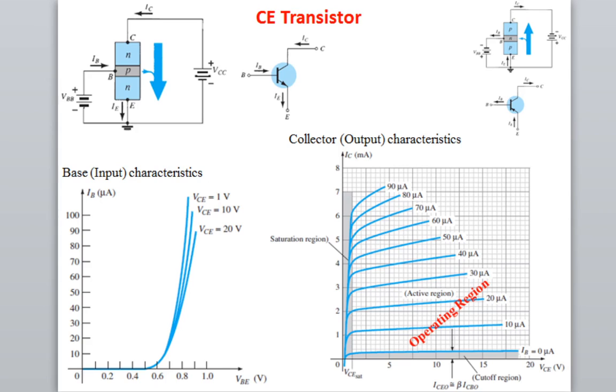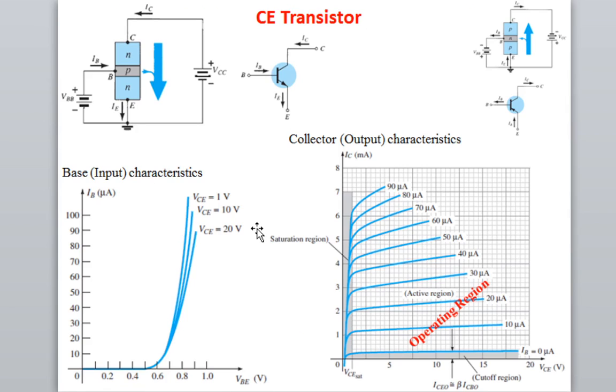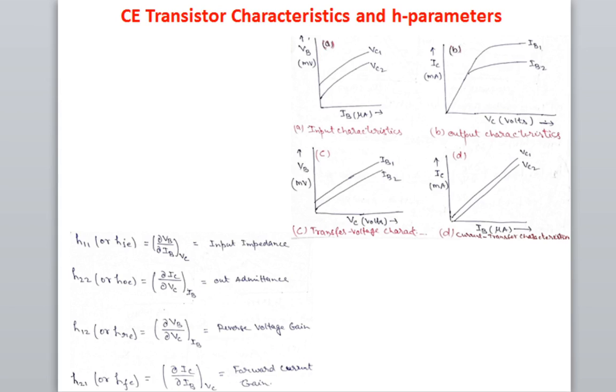Okay, so these are some input and output characteristics. Let's discuss in some more detail the common emitter transistor characteristics and H parameters. This characteristics curve remains the same. So this is the input characteristic and this is the output characteristic, exactly the same as what I have previously shown. These are the input and output characteristics, the voltage transfer characteristics curve and the current transfer characteristics curve.